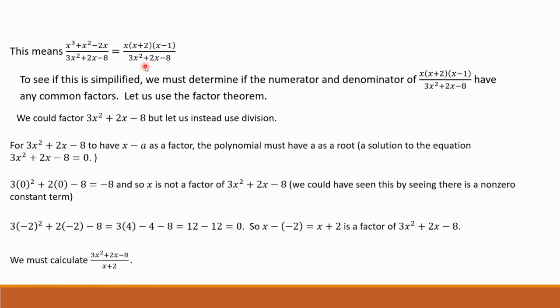Hopefully you can see that x is not a factor of the denominator, mostly because there's a non-zero constant term. So it's not like the numerator where every term had an x in it. However, I'm just demonstrating the process with x, because x is the same as x minus 0.